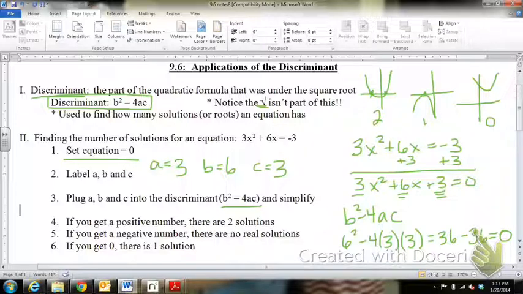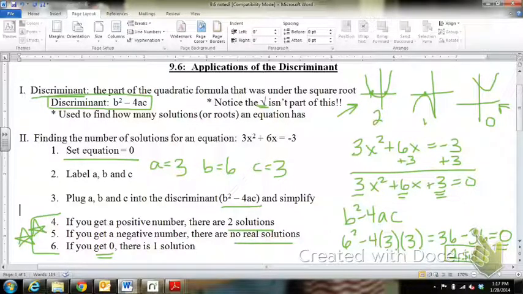Now that does not mean that there are no solutions. Here is where you have to really remember what your answer means. If you get a positive number, then there are 2 solutions and your graph would look like this. If you get a negative number, there are no solutions and your graph would look like this. If you get 0, which is what I got over here, then that means there is 1 solution. So my answer to this problem, I wouldn't say 0, I would say 1 solution.